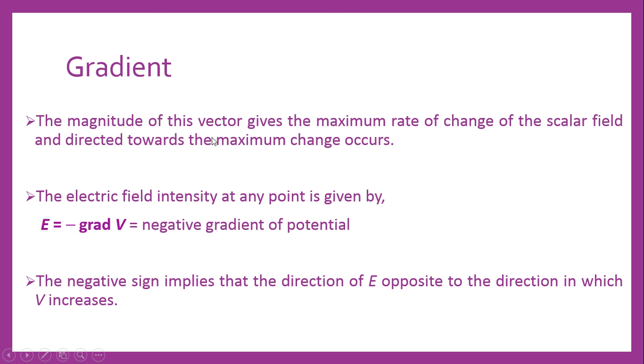We would like to operate this gradient operator on our electric field. So the electric field intensity E at any point is given by E equals minus grad V, which is the negative gradient of the potential. V is the potential, E is the electric field. The negative sign implies the direction of the electric field intensity will be opposite to the direction of increase of the potential.